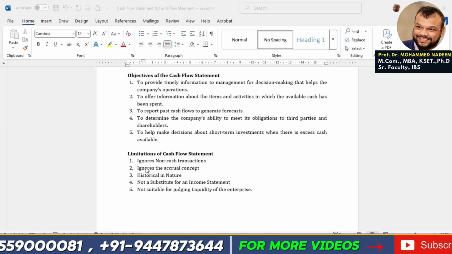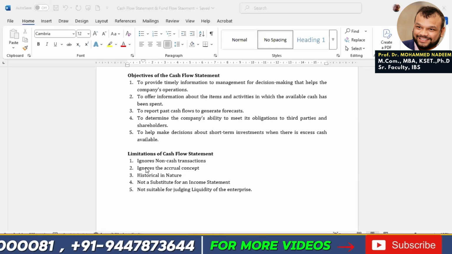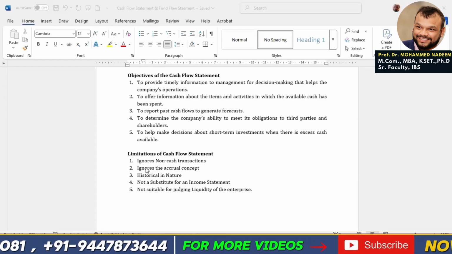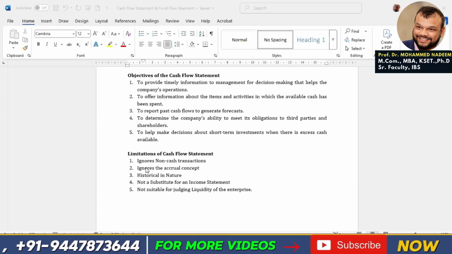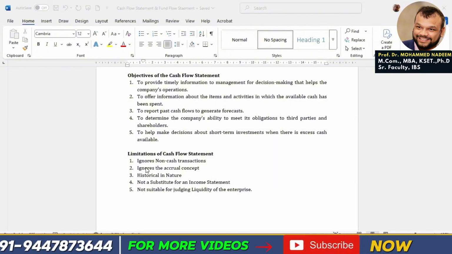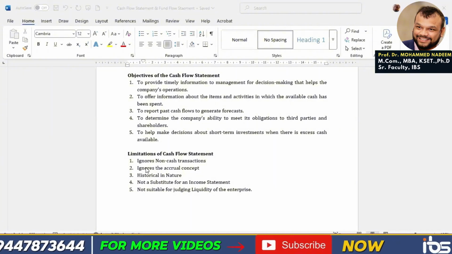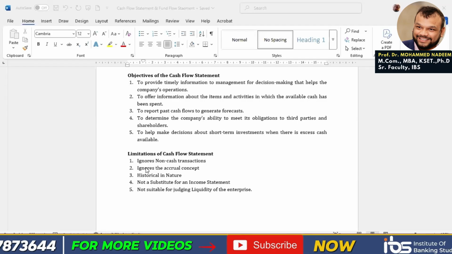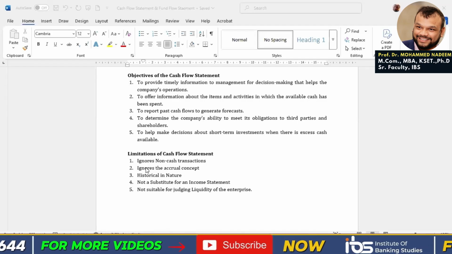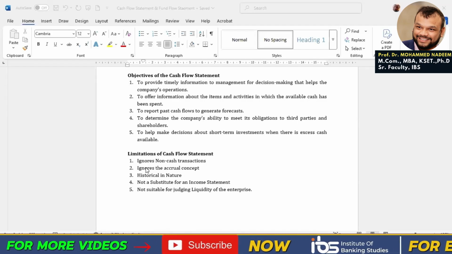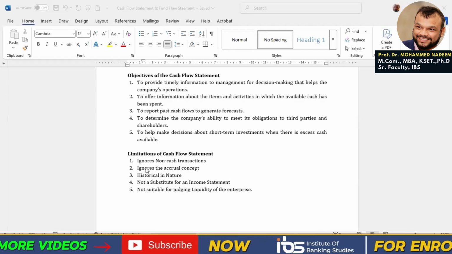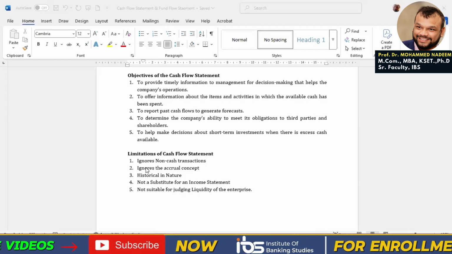And this will talk about third party obligations of making payments. For example, whether you have sufficient funds to make the dividend payment or not. To check that, we will make it. And the last is short term investment, if you want to do it, it will give clarity about short-term investment from one business to another. These are the objectives of the cash flow statement.